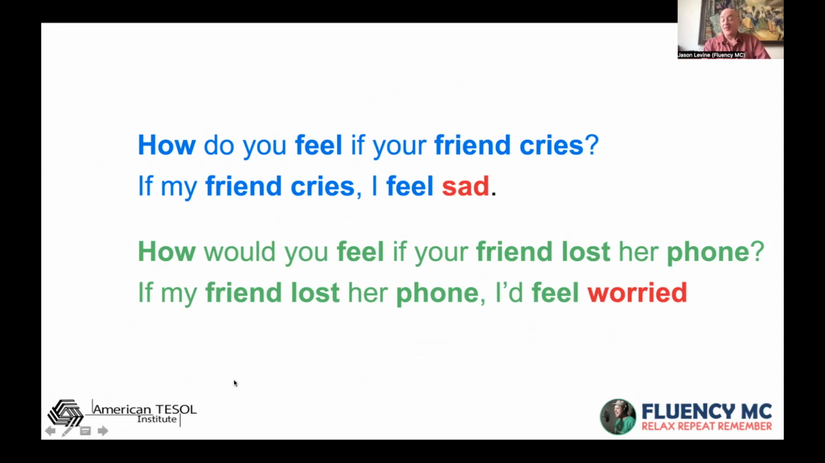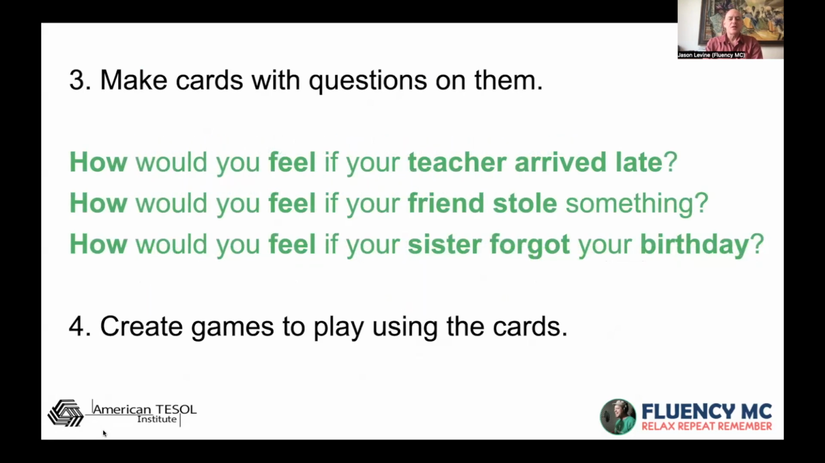That's a good example. You can see the SEL here, the social emotional development. We're talking about sympathy, empathy, relating to your friends' issues, and it doesn't have to be just friends. So, as you can see here, then make cards with questions on them. How would you feel if your teacher arrived late? So this is the present unreal. So we're imagining a little higher level, maybe B1 into B2, and adolescence here with stealing.